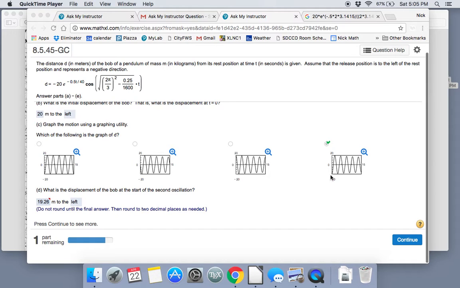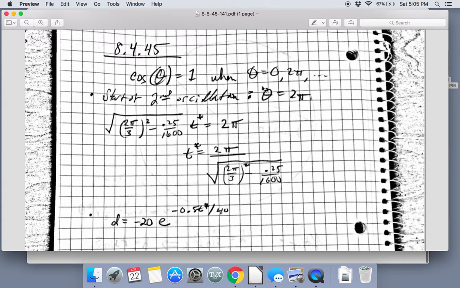If I know what the period of this function is, I can try to figure it out based on that. So here's my thinking. Cosine of theta equals 1 when theta equals 0, or 2 pi, 4 pi, 6 pi, things like that. So the start of the second oscillation is when the inside would be 2 pi.